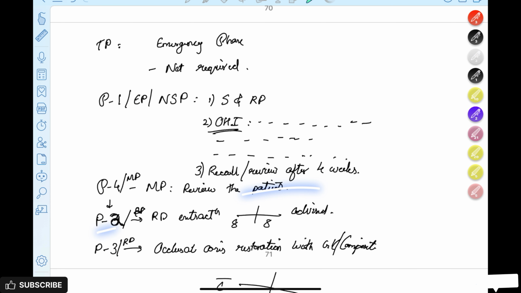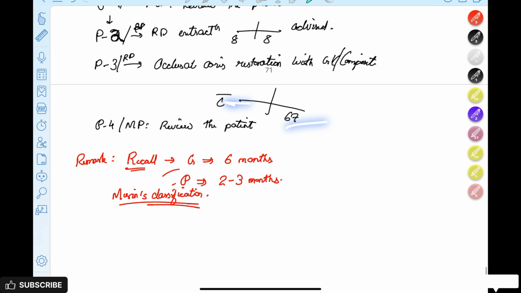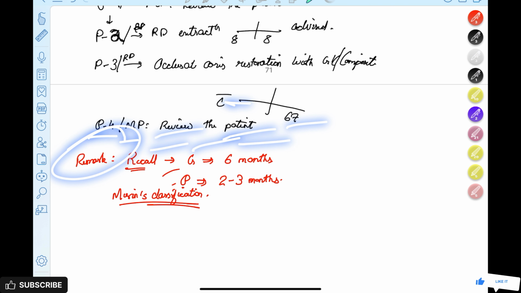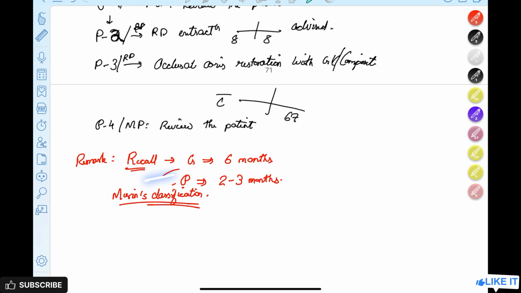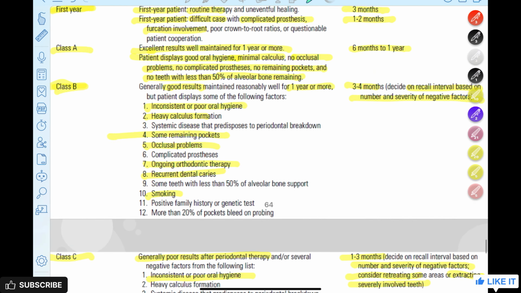Review the patient. In the case of phase 2, that is surgical phase, root piece extraction with respect to 3-8 and 4-8 advised. Phase 3 restorative phase, occlusal caries restoration with GIC or composite with respect to 3-6 and 3-7. Phase 4 or maintenance phase, review the patient. Remark is to recall the patient in the case of gingivitis after 6 months and in the case of periodontitis in 2 to 3 months according to the Marin's classification.